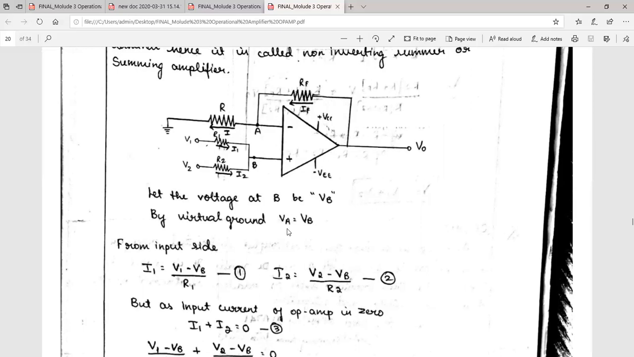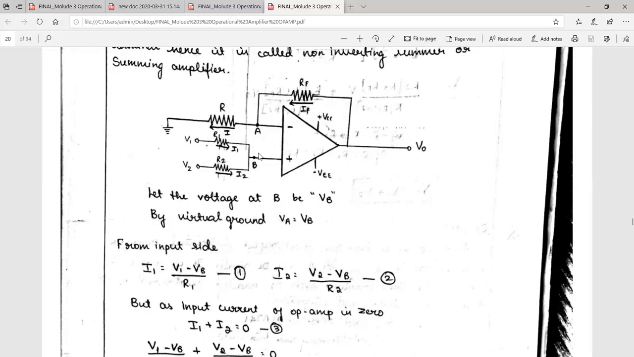So wherever we are coming across VA, we'll replace it with a value called VB. Now, if you see the input side, we will write the equations for current I1 and I2. Current I1 is moving from V1 to VB, so I1 is V1 minus VB by R1, and I2 is moving from V2 to VB. So the equation for the current will be I2 is equal to V2 minus VB by R2.